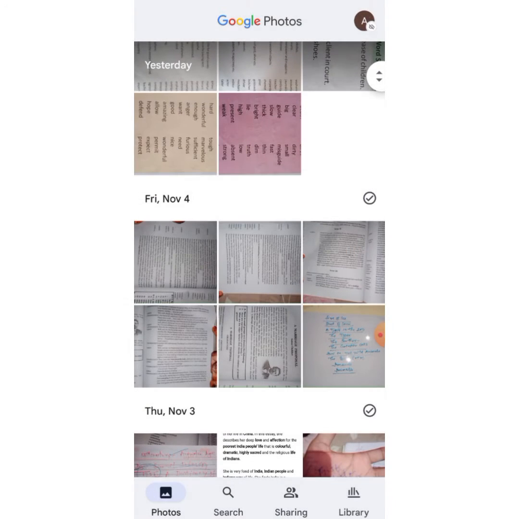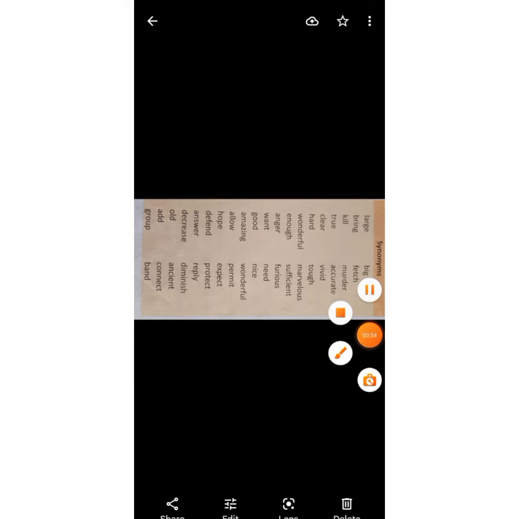We have large. The synonym of large is big. After this, we have bring. The synonym of bring is fetch. And then the synonym of kill is murder. And again, the synonym of true is accurate. And the synonym of clear is vivid. And the synonym of hard is tough.